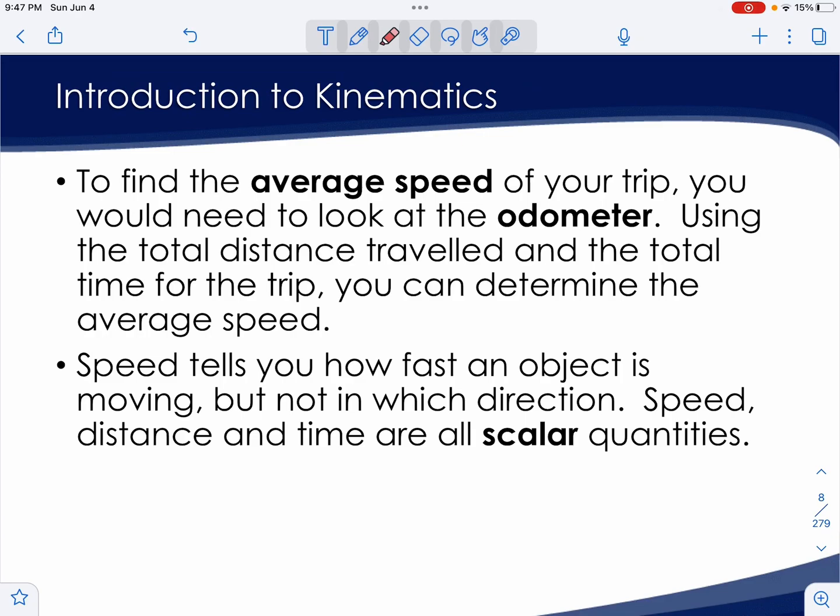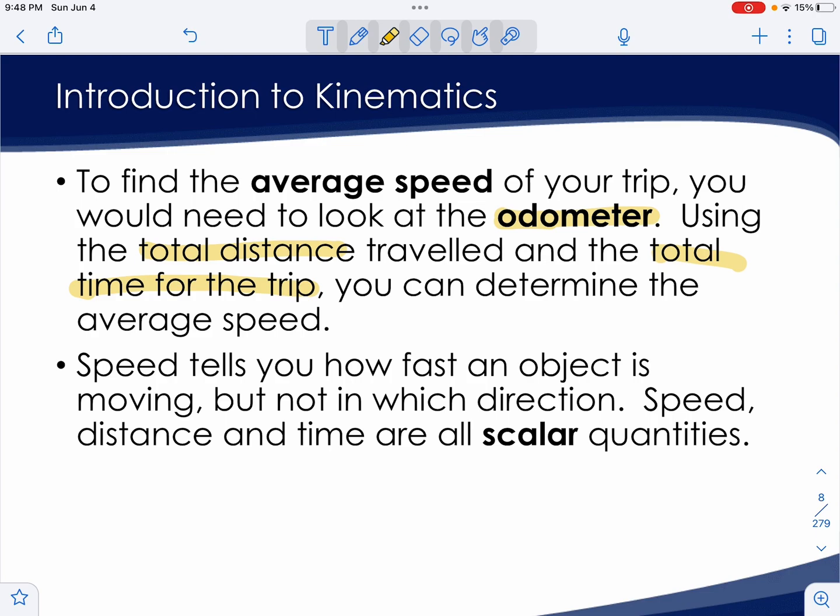To find the average speed of your trip, you would need the odometer. Now, this is not a term that you need to put into your physics terms, but this explains the concept of the difference between instantaneous and average speed. So in order to find the average speed, you would need to know the total distance you traveled and the total time it took. So you would use your odometer to know how far you have traveled, and you would use a clock or whatnot to determine the total time of the trip. And given those two things, you can determine the average speed.